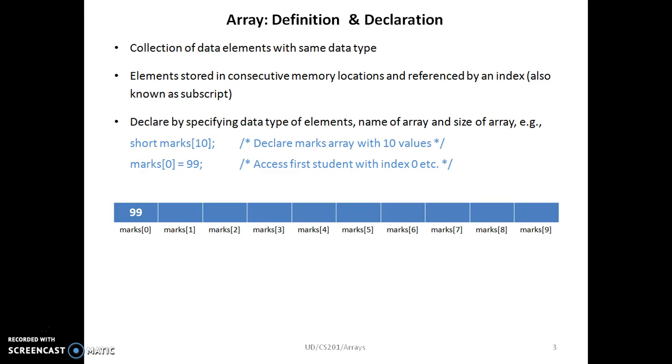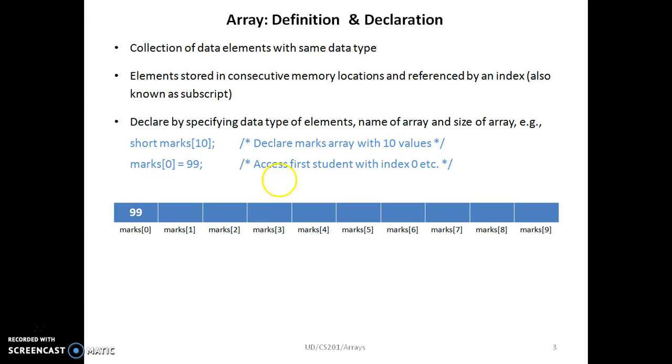Let's take the second example. Here we are accessing a specific element. You can see that for accessing an element, what we essentially need to do is specify the name of the array, and then within square bracket you specify the value of the index. So here the value of the index is 0, which essentially means the first element in the array.